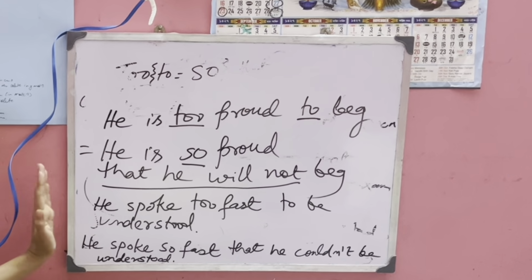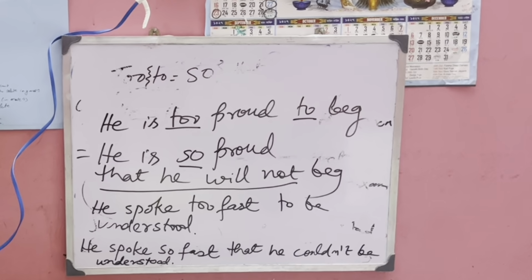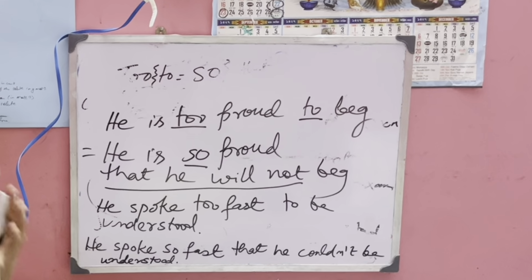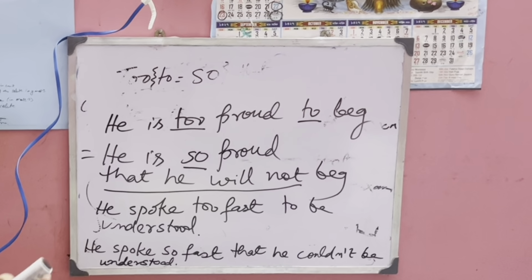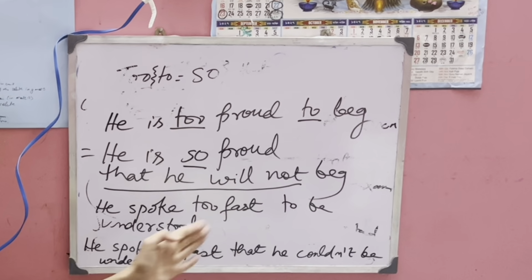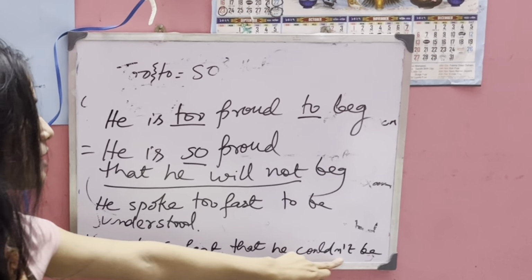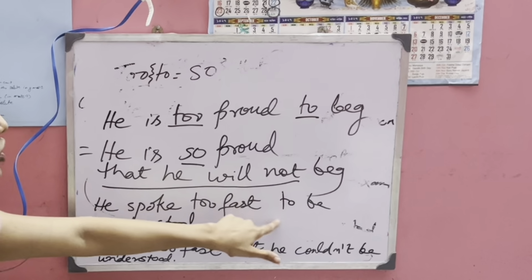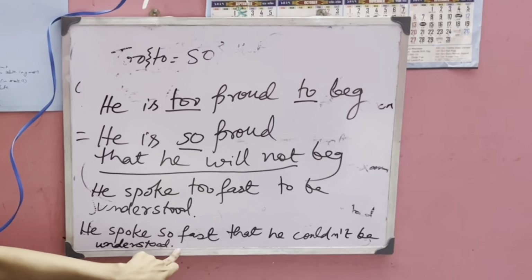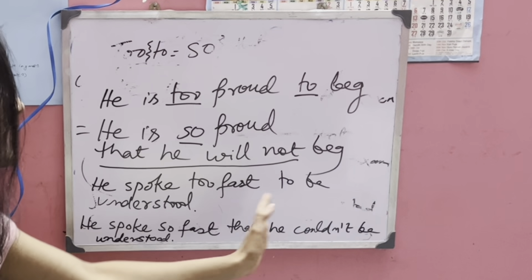So what does this sentence mean? This sentence means that he spoke very fast and that's why no one could understand him, or he couldn't be understood. The meaning of this sentence is he spoke very fast and he couldn't be understood. So he spoke so fast that he couldn't be understood. So that he couldn't be, instead of this, you can simply put to if you are using to. So this to will be replaced by so, and this to will be replaced by that he couldn't.